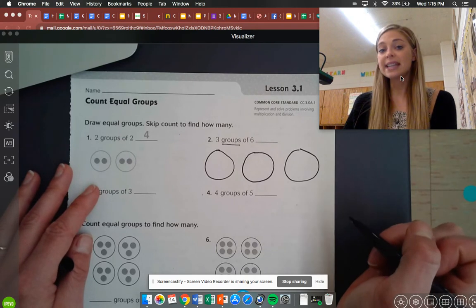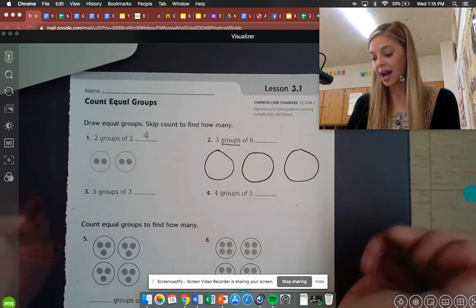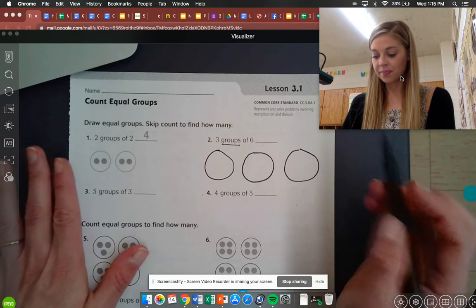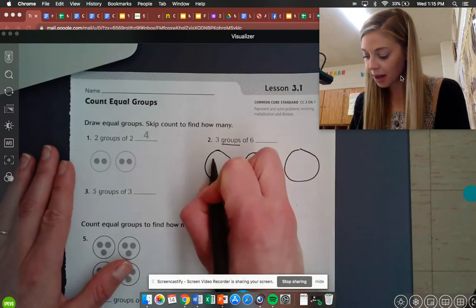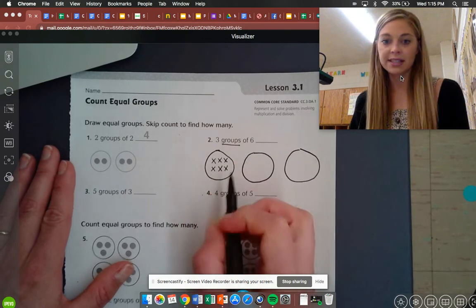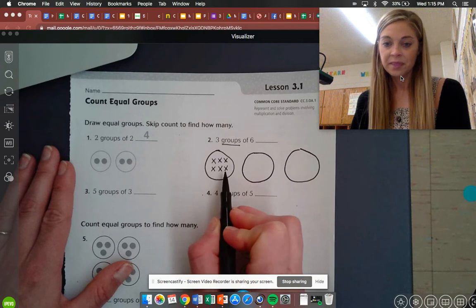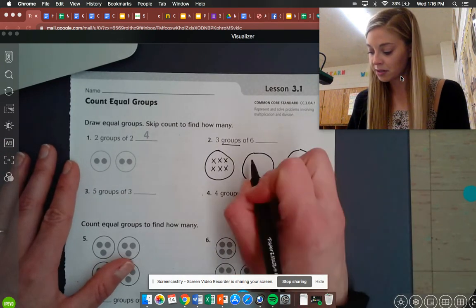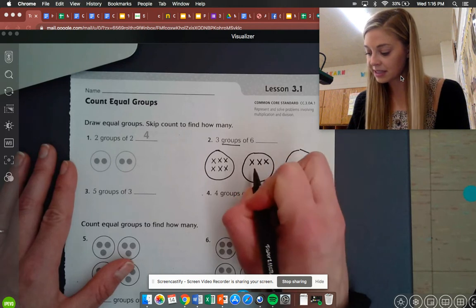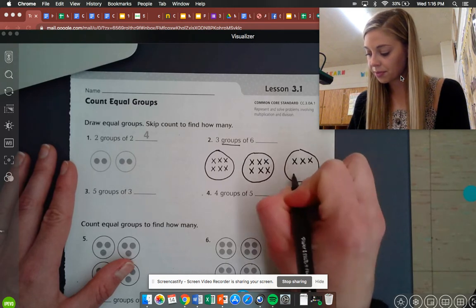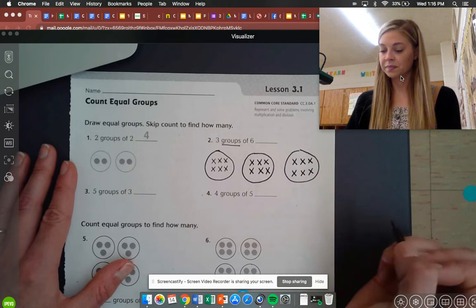Now I'm going to put 6 objects in each group. I'm going to choose to do X's because they're a little easier than drawing circles everywhere. So I'm going to put 6 X's in each group, and line them up nicely in rows, nice and across, nicely up and down. They're not random all over the place, they are nice and orderly. Perfect.